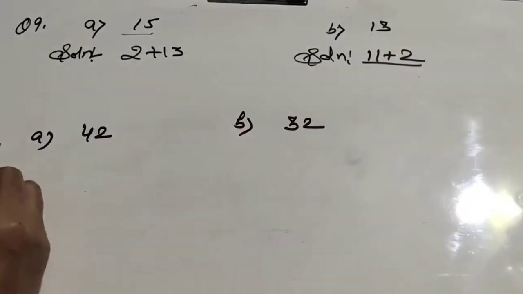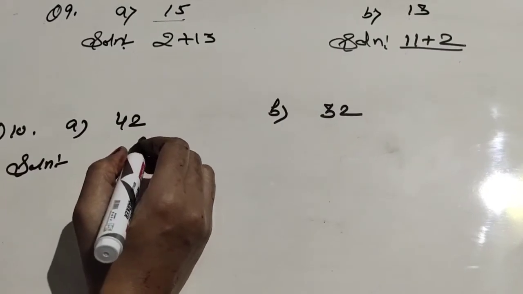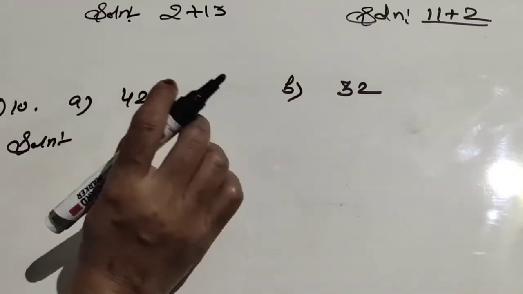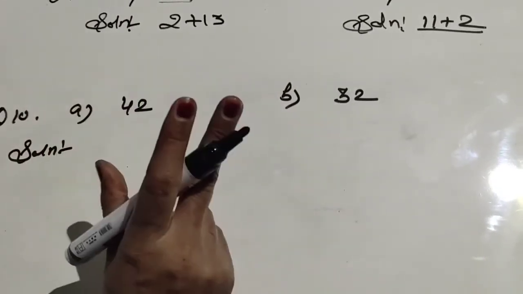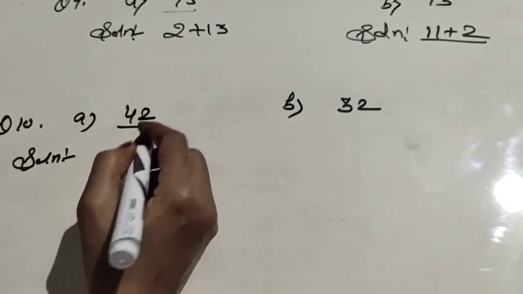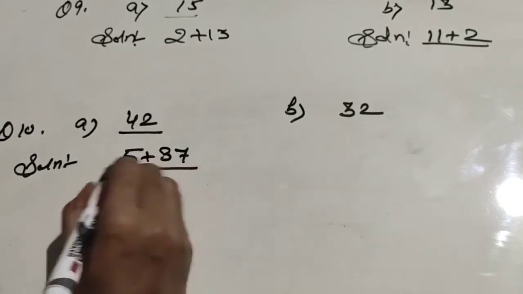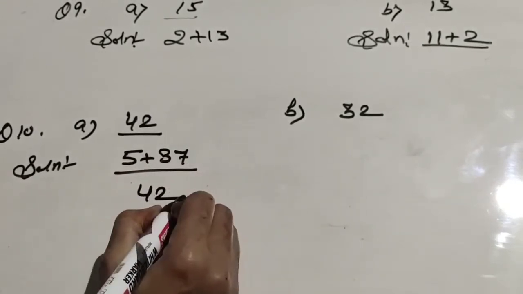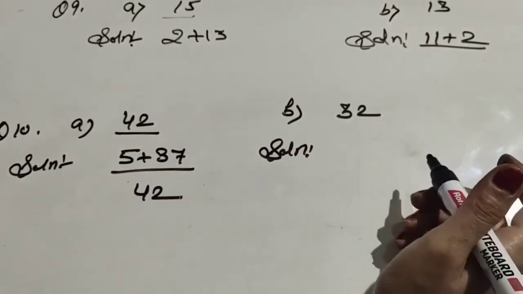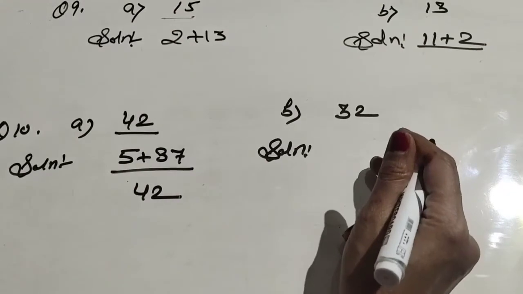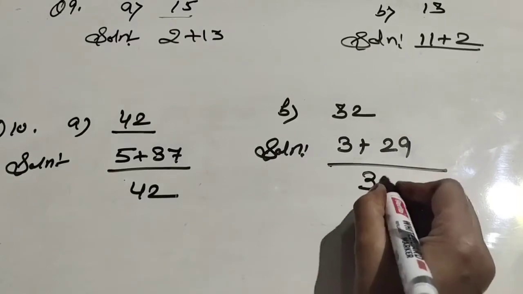Okay. Question number 10 is given: express each of the following numbers as the sum of two odd prime numbers. So what we have to do? We have to add two odd prime numbers. So 42 is given. What do we have to add? 5 plus 37 is equal to 42. Understood? Again here 32. Same method, sum of two odd prime numbers. So what do we have to add? 3 plus 29 is equal to 32.